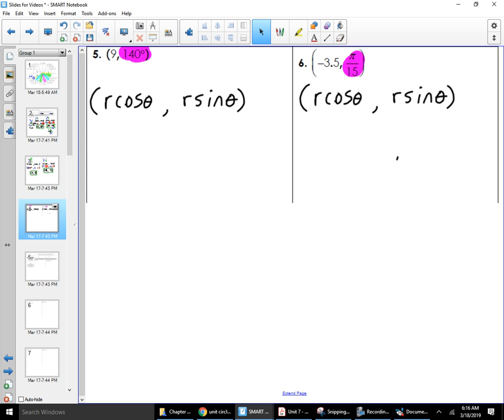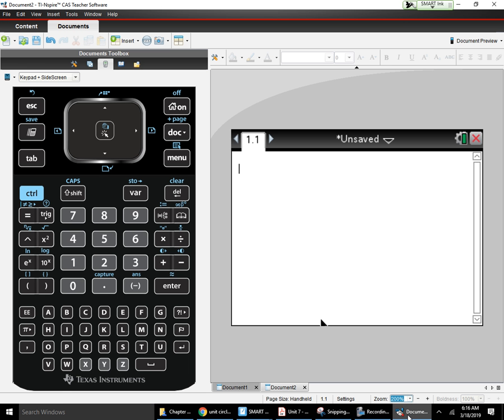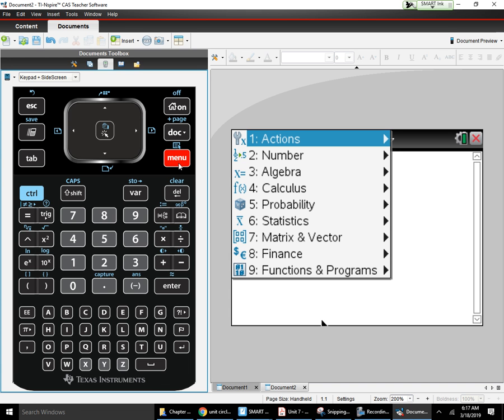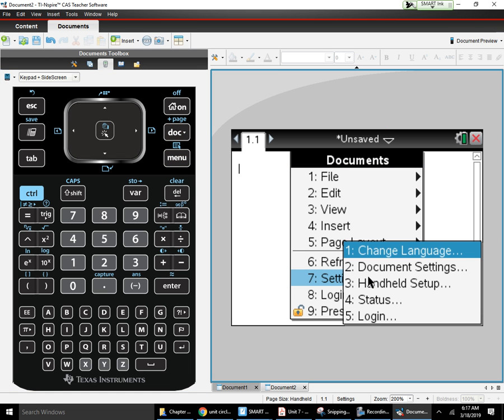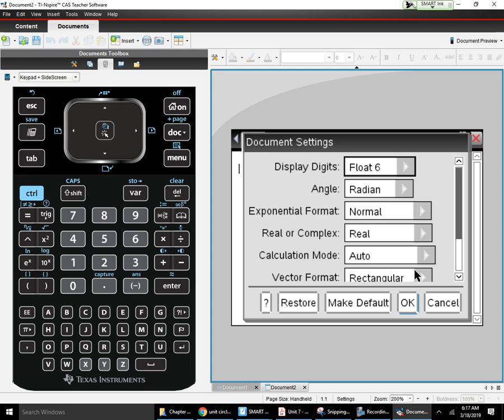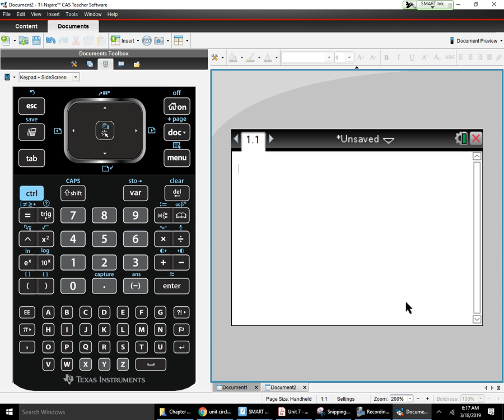Unfortunately, sine theta and cosine theta for both of these is going to require either some calculator work or a really interesting unit circle. You can probably find one. I'd rather use a calculator. So first thing, please make sure your calculator is in the mode you want. Since that first one is in degrees, we can go Doc, Settings, Document Settings, and make sure that we are in degrees. Note that I am not.